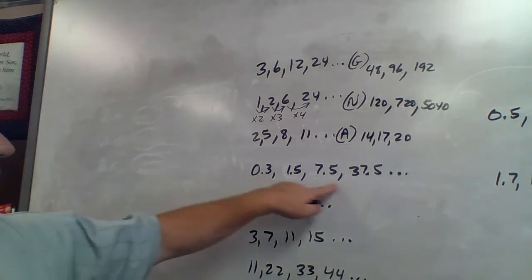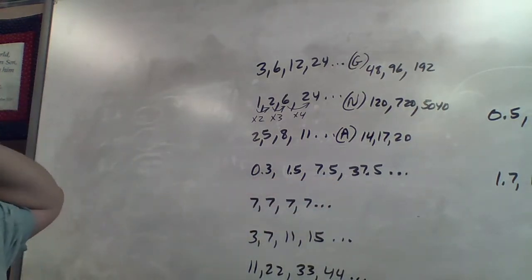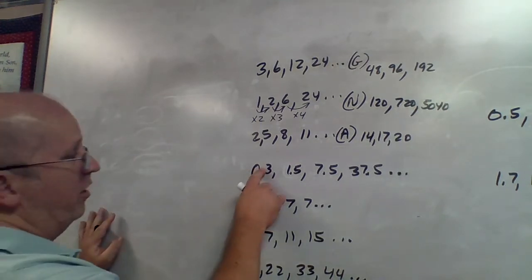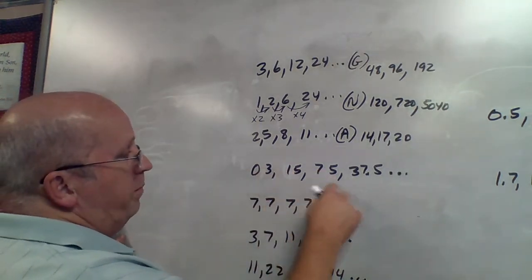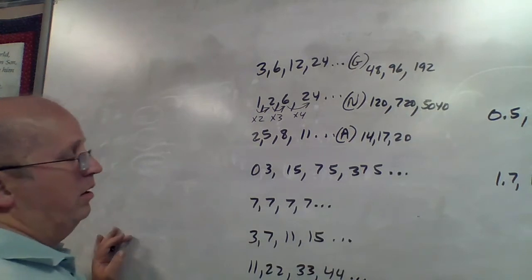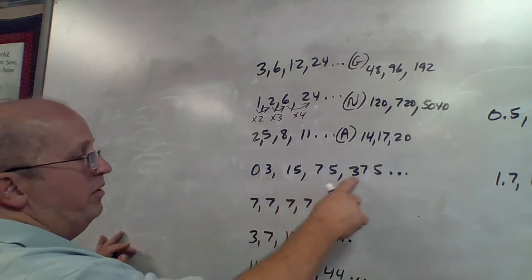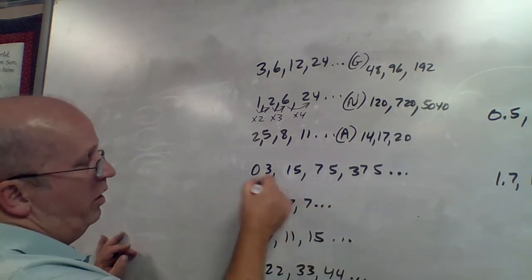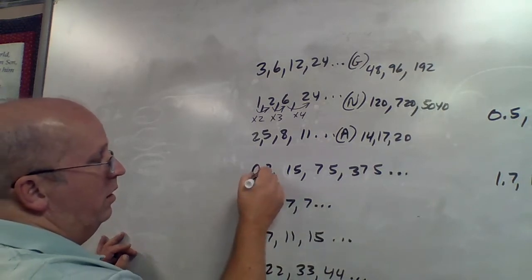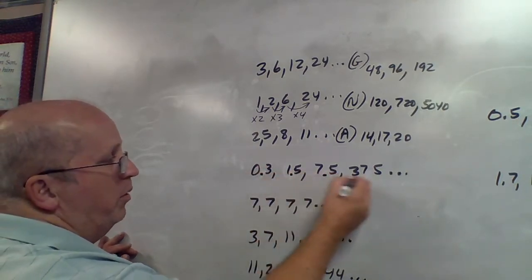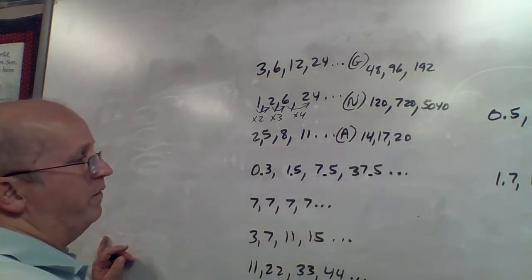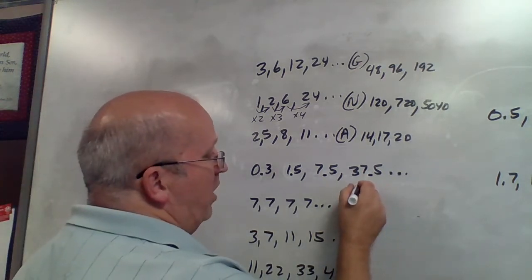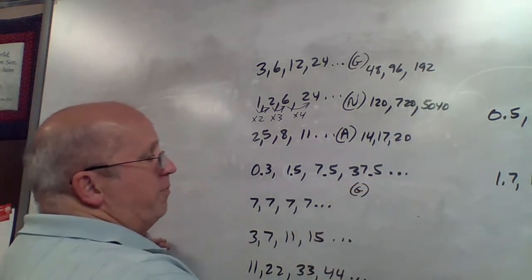Let's go to this one right here. It's not arithmetic. What if I got rid of the decimal points? Would it be easier to see? 3, 15, 75, 375. Do you see how it's multiplying by 5? It doesn't change when I put the decimal points back in. It's still multiplying by 5. And because it's multiplying by 5, that makes it geometric in its pattern.